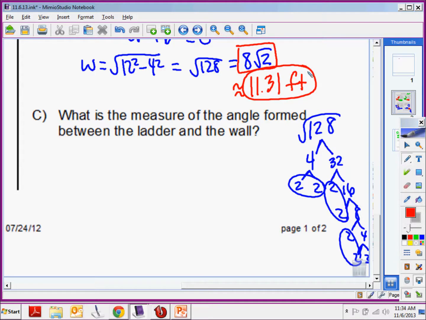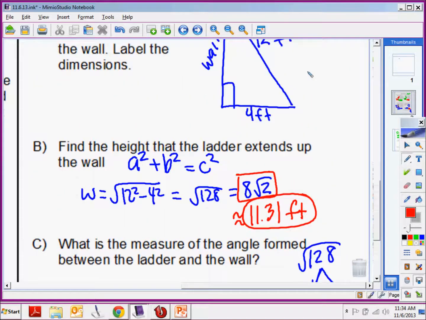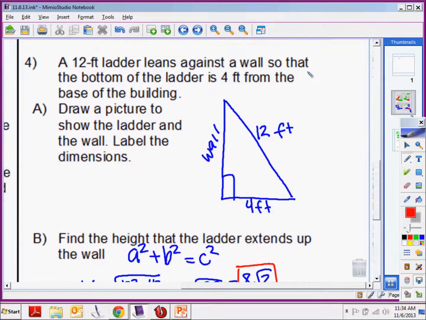All right, what is the measure of the angle formed between the ladder and the wall? The angle between the ladder and the wall, which angle is that? It's going to be the top one. Because this would have been the ladder and the ground, right? Yep. This is the ladder and the wall. Opposite over adjacent. Okay, not wrong, but not totally right.